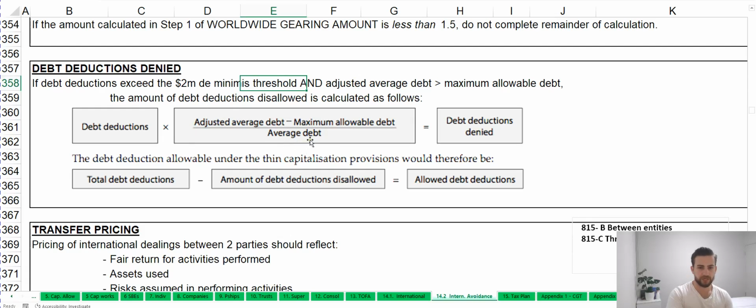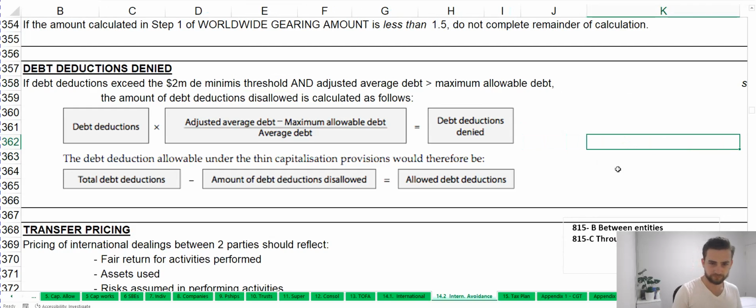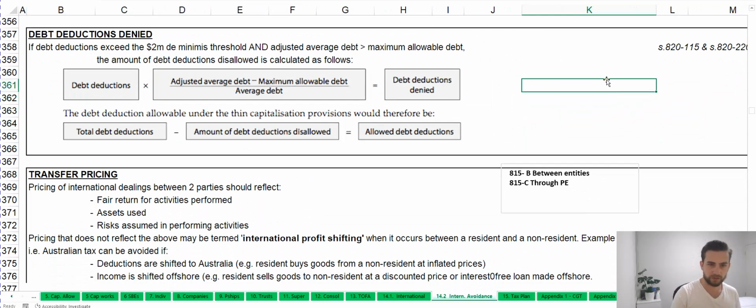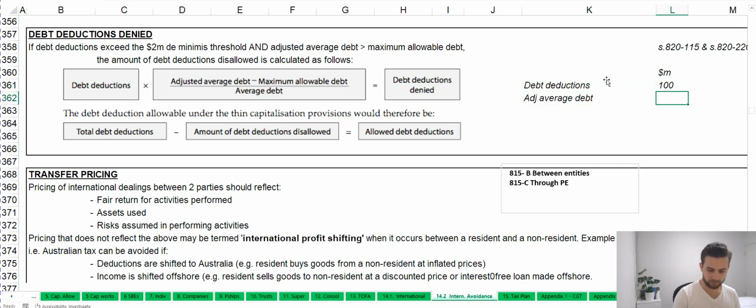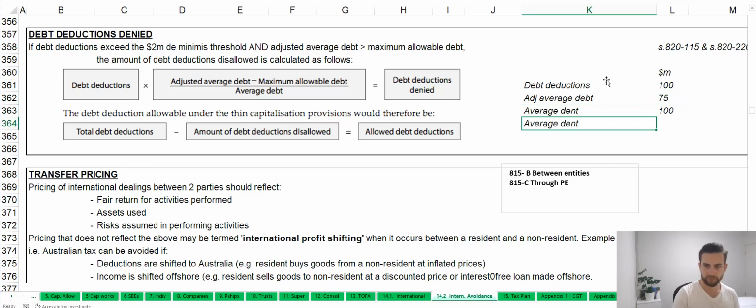Now the average debt is different to the adjusted average debt, because remember, we adjusted the adjusted average debt for certain things. So let's do a little calculation over here. Debt deductions, 100 million. Adjusted average debt is 75. Average debt is equal to 100. Maximum allowable debt is 50. Let's say we've gone through all the steps above and these are the values that we've calculated.